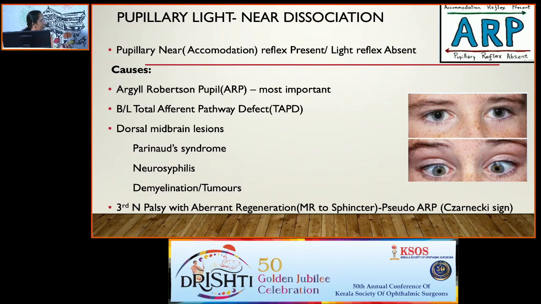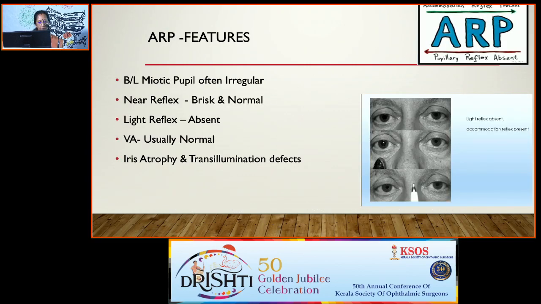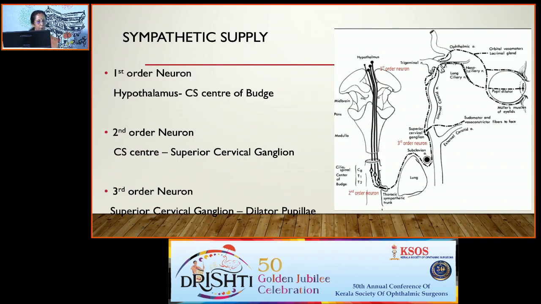In adduction, you will have a pupillary constriction because of aberrant regeneration from the medial rectus to the sphincter muscle, which is called the pseudo-ARP or the Czarnecki sign. It's a bilateral miotic pupil, which is often irregular. The near reflex will be brisk and normal. Light reflexes are absent. The visual acuity will be normal. And in long-standing cases, iris atrophy and transillumination defects may be present.